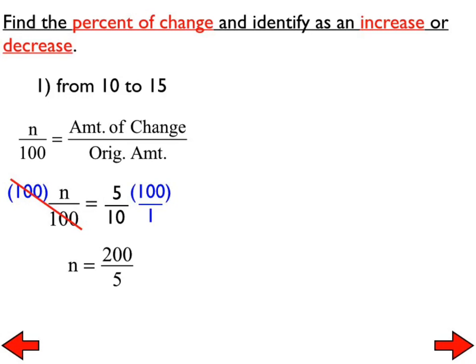That's 500. Or excuse me, this should not be 200. This should be 500 right there, over 10. Which is 50. And that is a 50% increase. All right, so that was a typo there with the 200 over 5. It should be 500 over 10.